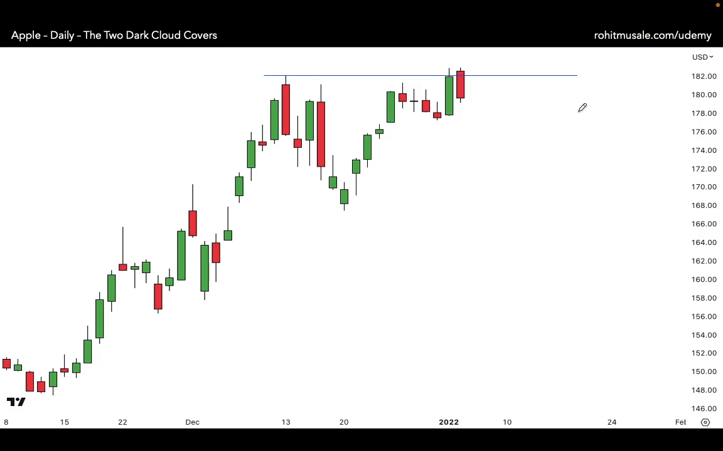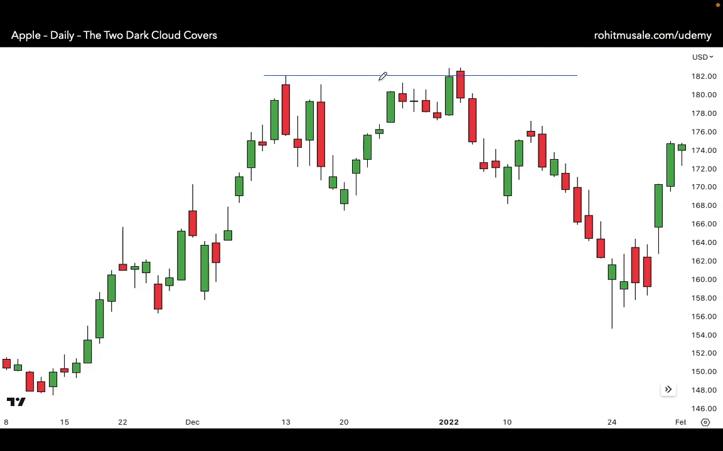Let's look at what happens next. As expected, that window did not hold and the price just went down. Your target was achieved within a few days. I think you had to wait a couple of weeks, since this is a daily chart. You had to wait a couple of weeks for this candle to emerge that would hit your target.